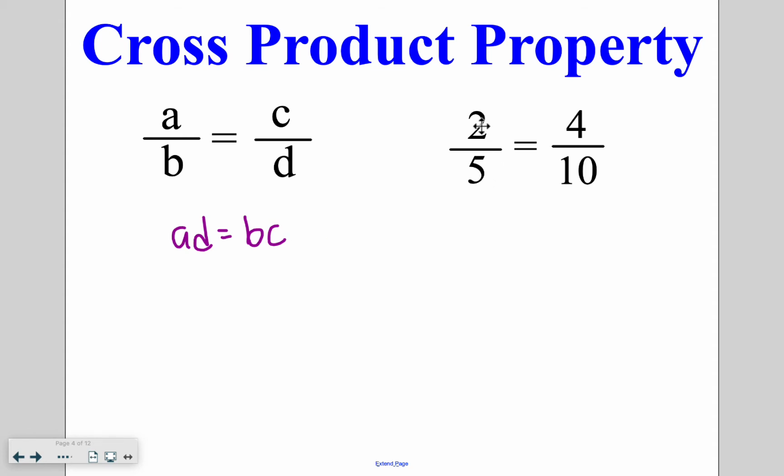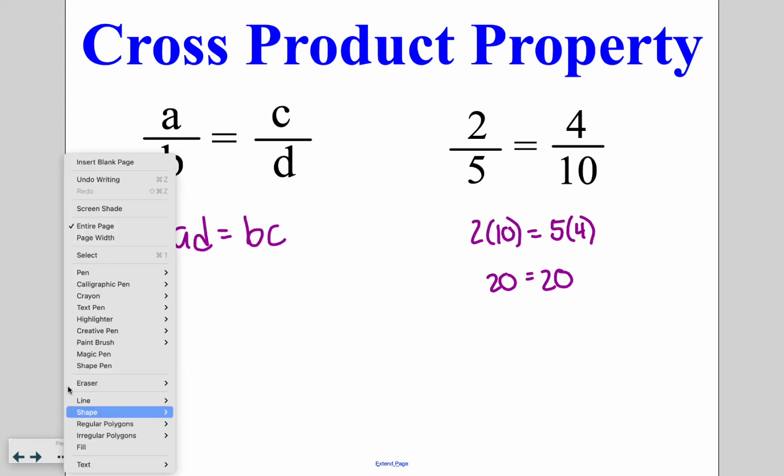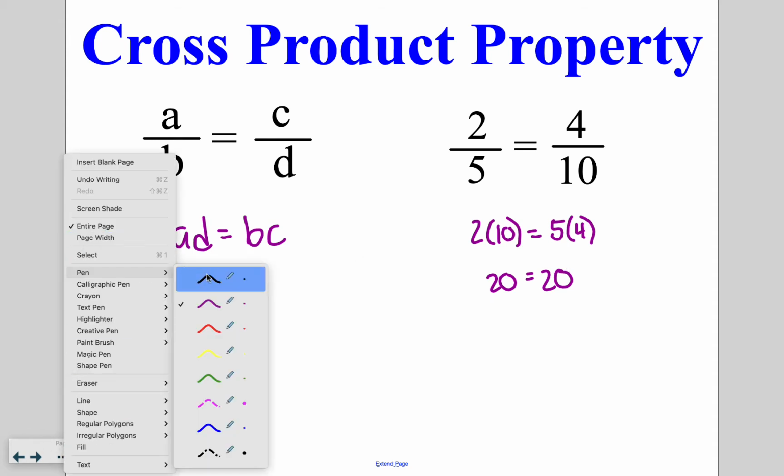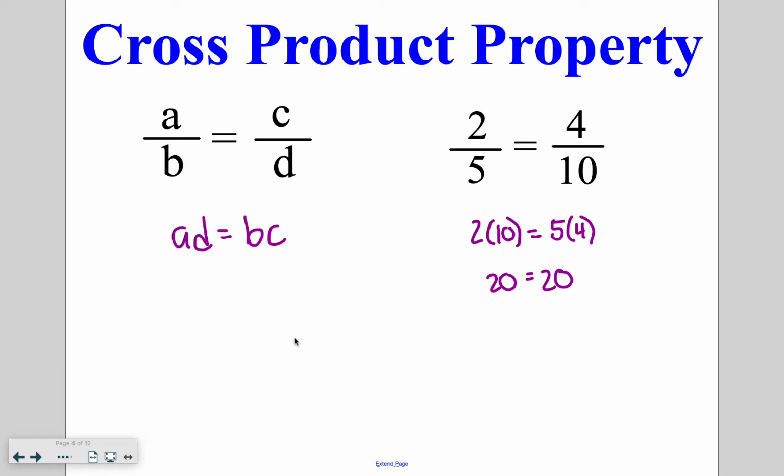As a numeric example, if we do 2 times 10 and then compare it to 5 times 4, that's going to give us that 20 is equal to 20. So when you have two things that are equivalent, our cross product is going to be equal, and that's how we can solve the proportions.